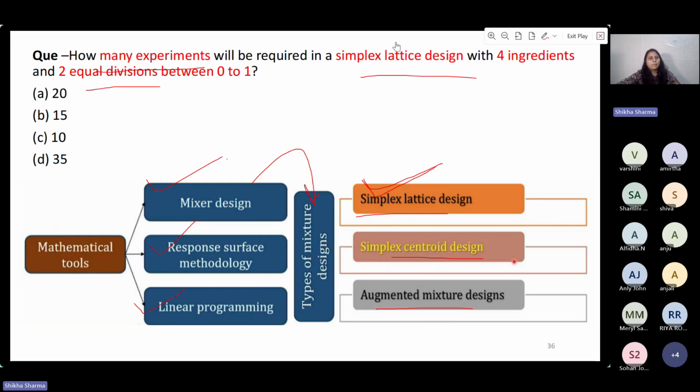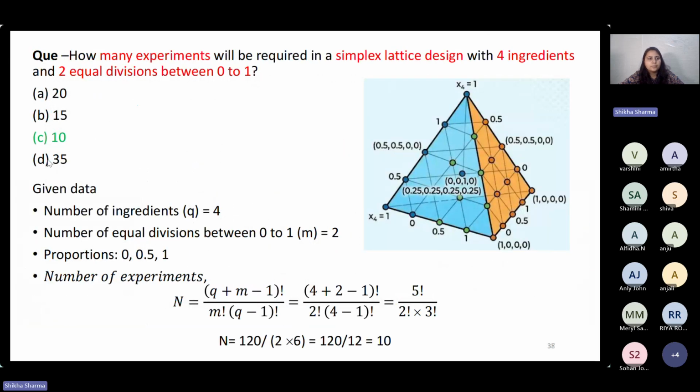Shiva says C, which is 10. Okay, let's see. So he's correct basically.